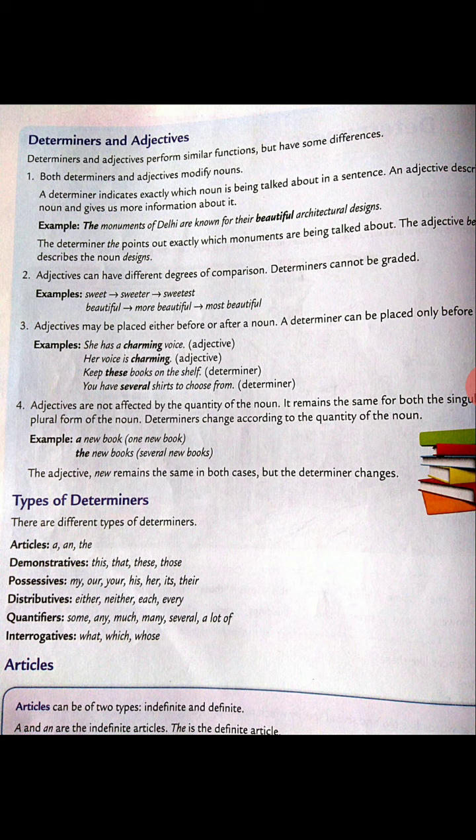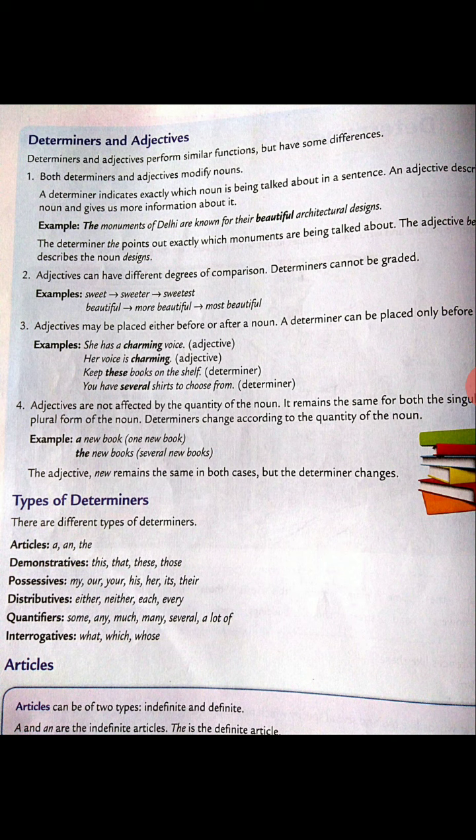Then we have types of determiners, children. First of all, there are different types of determiners. You have to note it down. This is a very important one. First, articles. First of all, we will deal with the articles a, an, and the. Then demonstratives: this, that, those, or these. Possessive determiners are also there, children: my, our, your, his, her, its, their. Then we have distributives also: either, neither, each, every.